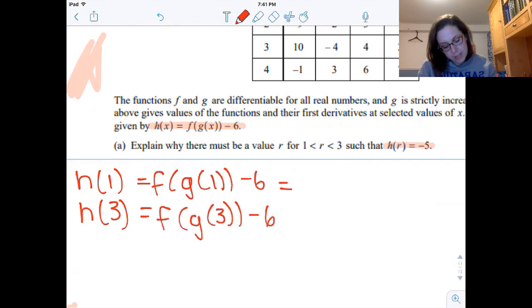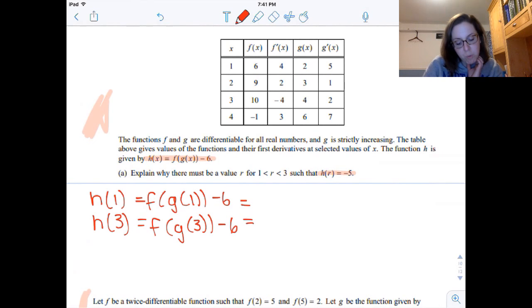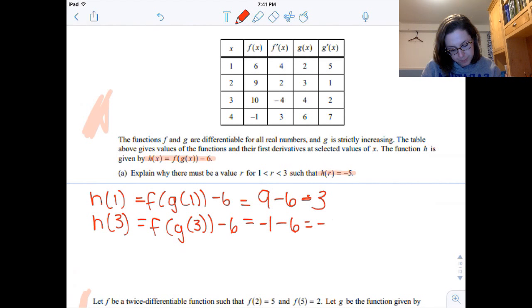So let's calculate those. So g of 1 is 2. f of 2 is 9. g of 3 is 4. f of 4 is -1. So I see that I start at 3 and I end at -7. Do I have to hit -5? Yes. So here's what I can say.